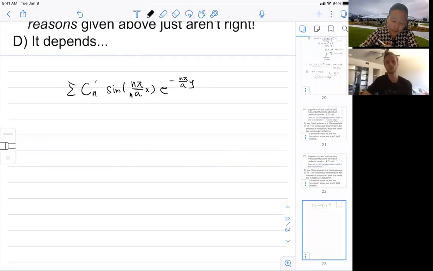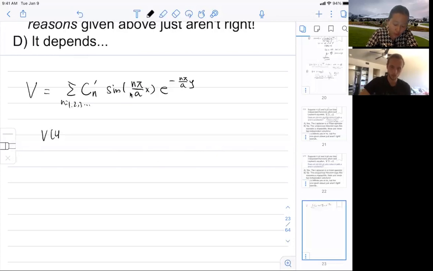So what you want is many of these combined, V1, V2, V3, and so on, from this to infinity. Because if it's a combination of these, then the last boundary condition can be satisfied.